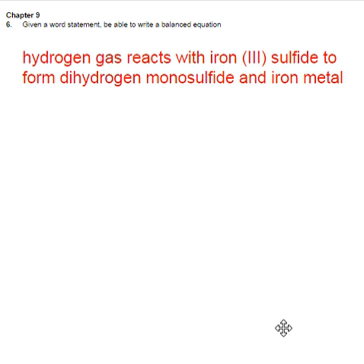So I tried to give you one of everything on here. There's a metal, a non-metal, an ionic compound, and a covalent compound. So we're going to hit all 4 rules. Hydrogen gas, that's just a non-metal. Pure element, non-metal, so it's diatomic, H2. It reacts with iron sulfide. That's a metal and a non-metal, so I know it's an ionic compound.